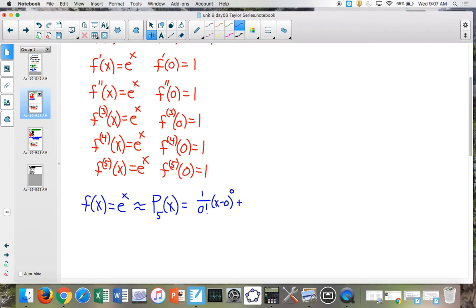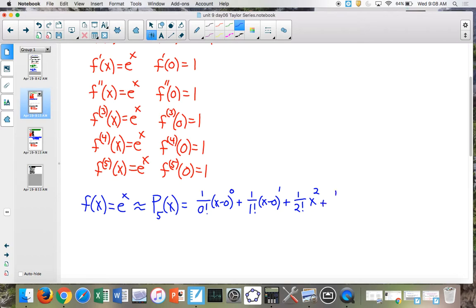I tend to write this all out because it's easier to see the pattern. Then it'll be the first derivative evaluated at 0, divided by 1 factorial, times x minus wherever we're centered to the first. And then the second derivative evaluated at c, at 0 in this case, over 2 factorial, times x minus 0 squared. I don't need to keep writing the parentheses, so I'll just write x squared.